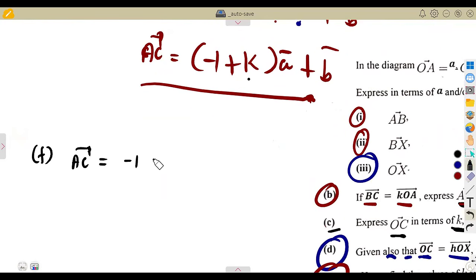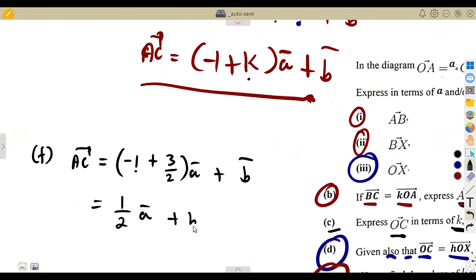So this is minus 1 plus K. Remember our K was 3 over 2. That's vector A plus vector B. So minus 1 plus 3 over 2 was going to give us 1 over 2 vector A plus vector B. So thus our answer is in terms of A and B only.